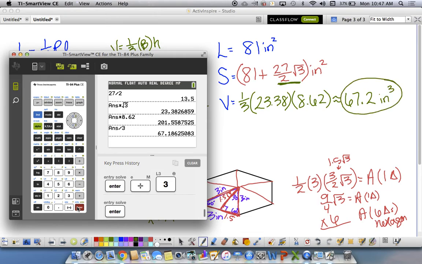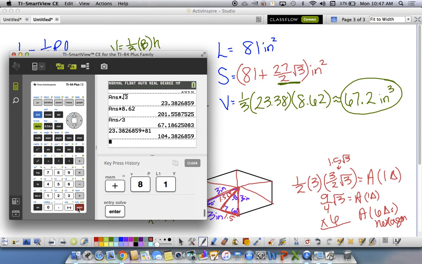Okay. If we want an actual approximation for the surface area, we would take that 23. You've got one of these calculators I love now that you can scroll back up to the answer. Plus 81. My surface area is approximately 104.4 inches squared. Okay? Just getting decimals for them if you don't like the square roots. Because actually they do like several times to give decimals.